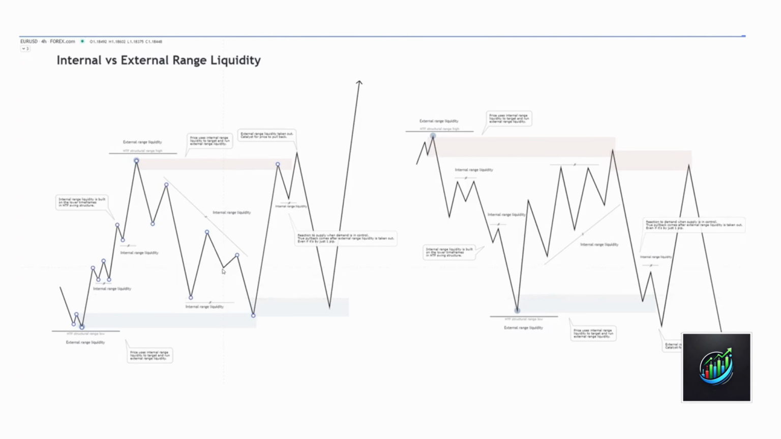You might see different variations of internal range liquidity. You might see a buildup of internal range liquidity that ends up taking up the entire space. What you might see is that price doesn't have a demand zone here. It creates liquidity, it sweeps it.